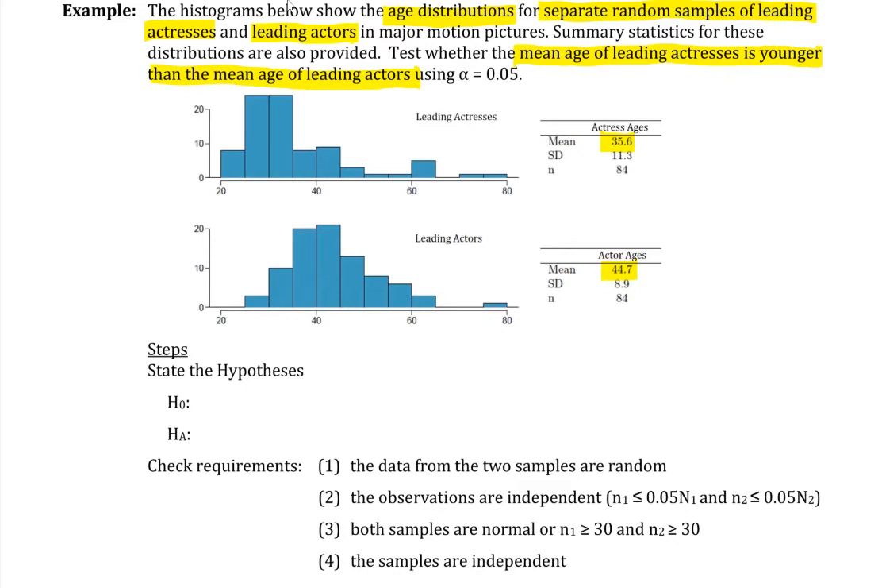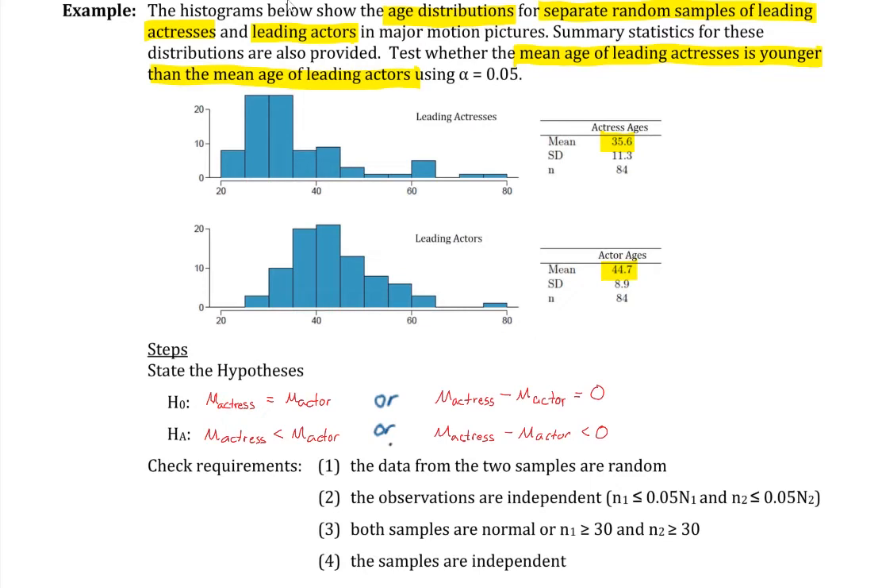Our first step is going to be to state the hypotheses. Our null hypothesis is going to be that the mean age of actresses is actually equal to the mean age of actors. We would like to see if the mean age of actresses is less than the mean age of actors. This is our alternative hypothesis. When using GeoGebra, we are going to want to rewrite our hypotheses and compare them to 0.